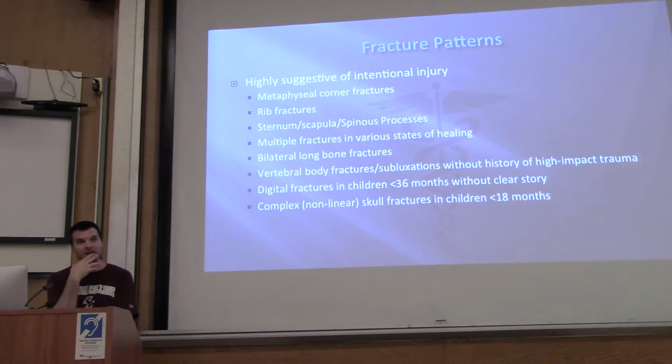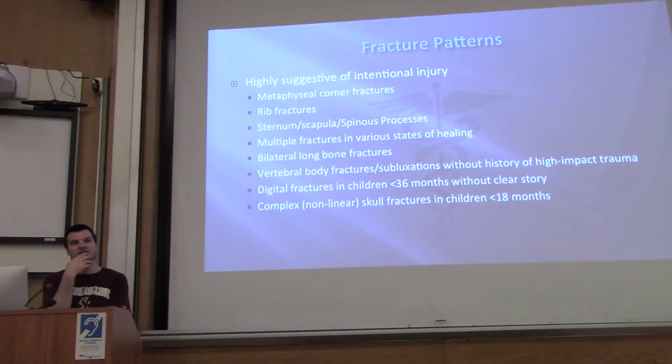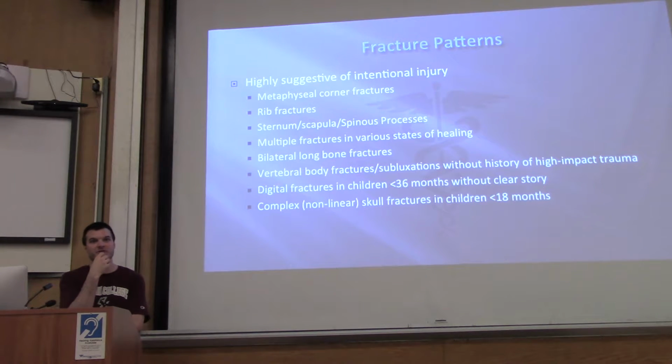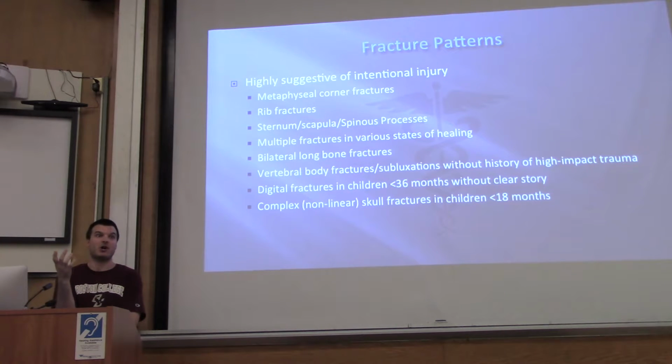Bilateral long bone fractures. You can get bilateral forearm fractures in a kid who unfortunately landed on both arms at the same time, but it's really hard to get bilateral humerus fractures non-accidentally. Also, any long bone fractures or severe fractures that don't have a history of, I was in a huge car accident, or I fell out of a second-story window.